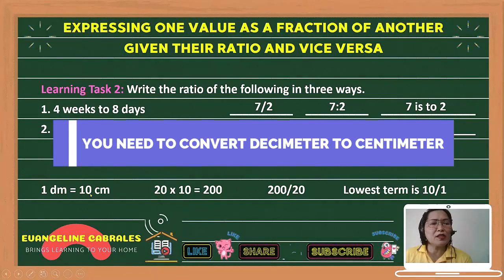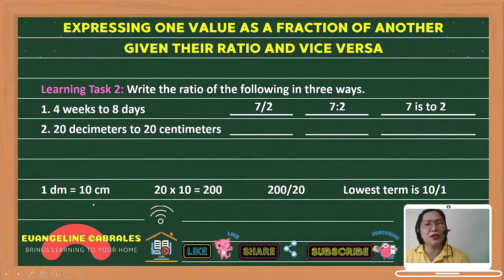1 decimeter is equivalent to 10 centimeters. Kaya yung 20, imumultiply natin sa 10 and that will be 200. So 20 decimeters to 20 centimeters equals 200 is to 20. And the lowest term is 10 is to 1. Bakit? I-divide yung 200 at 20 sa 20. Kaya naging 10 is to 1.